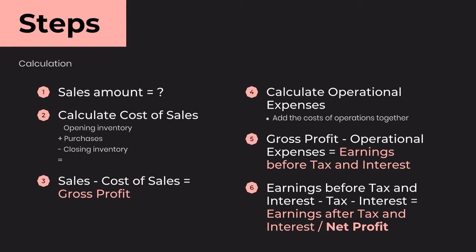To calculate the operational expenses, we add up all of the operational expenses together to give us the total. We will then deduct the operational expenses from the gross profit, giving us the amount of earnings before tax and interest. The last step is to take our earnings before tax and interest and then deduct tax and then deduct interest, giving us our earnings after tax and interest, or the net profit.